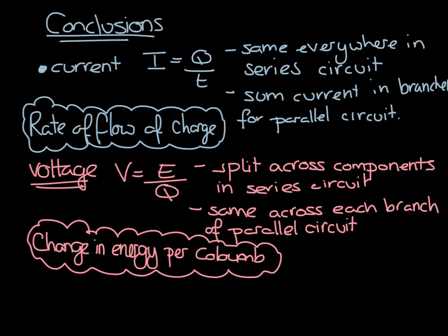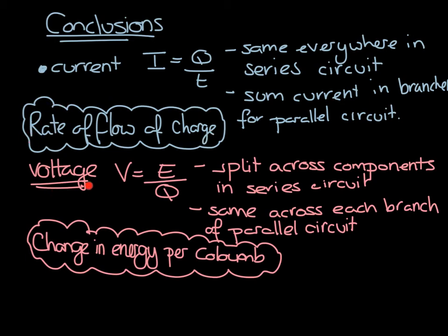So, concluding everything that we've looked at today, the current in a circuit is given by the equation I equals Q over t. So the current is equal to the rate of flow of charge. It's the same everywhere in a series circuit. And the sum of the currents in the branches of a parallel circuit is equal to the total current flowing through the cell. It's the rate of flow of charge in a circuit.